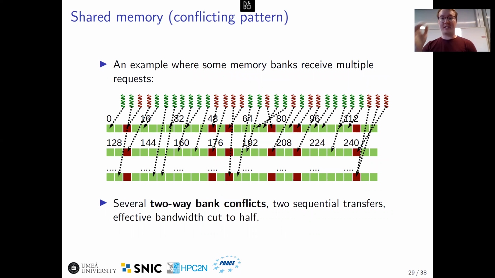But if we change this slightly so that now several threads end up accessing the same bank, in this instance we will actually have a 2-way bank conflict, and we will do 2 separate transfers. And we will effectively end up cutting the memory bandwidth in half.